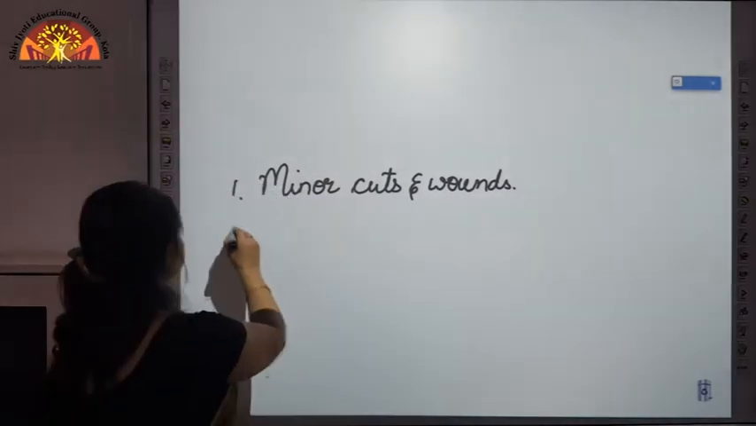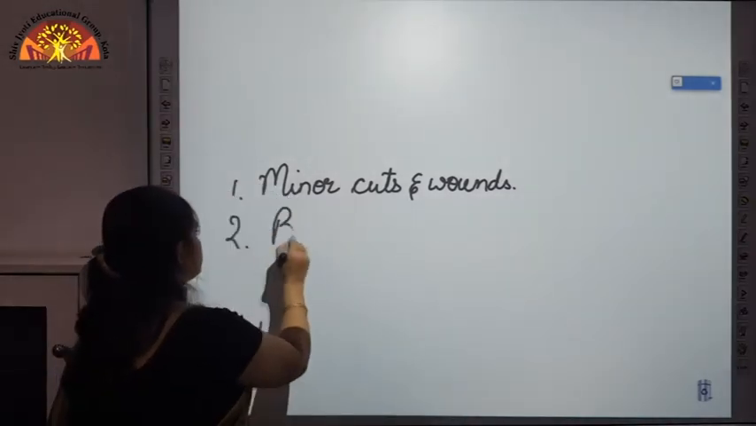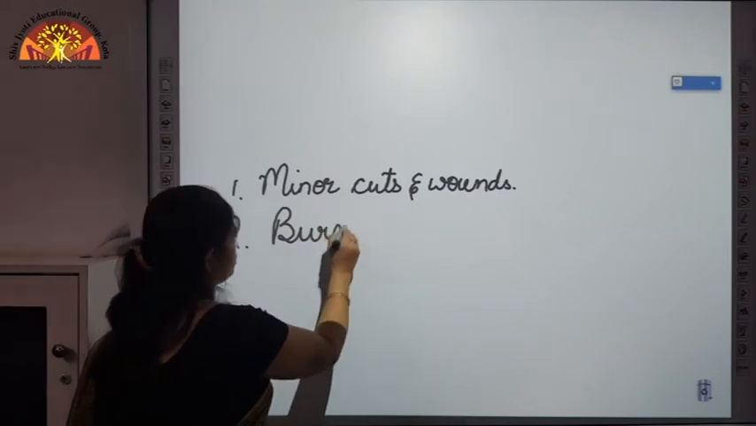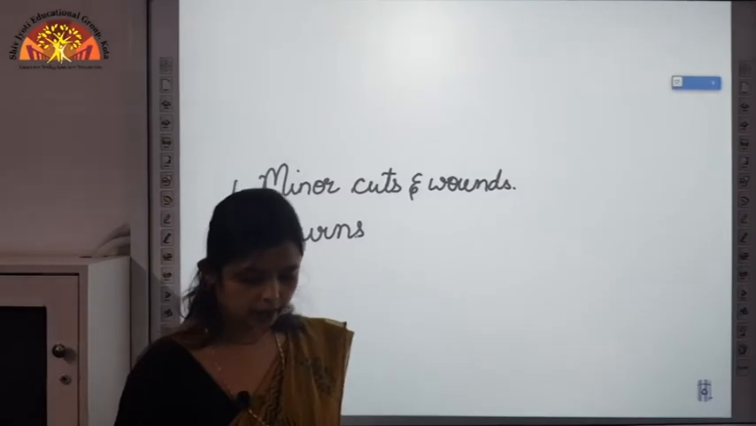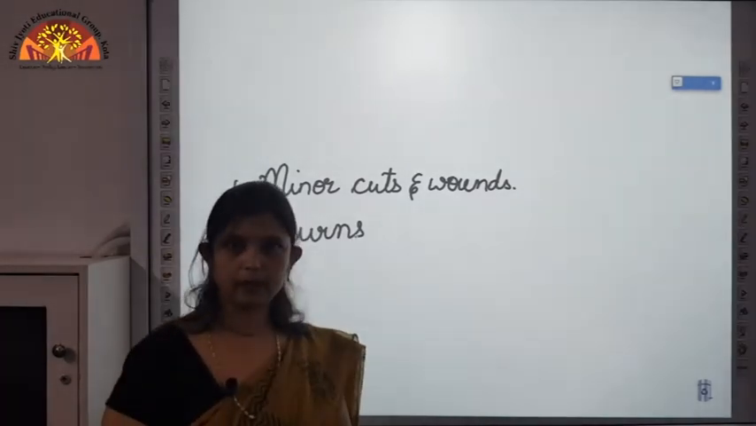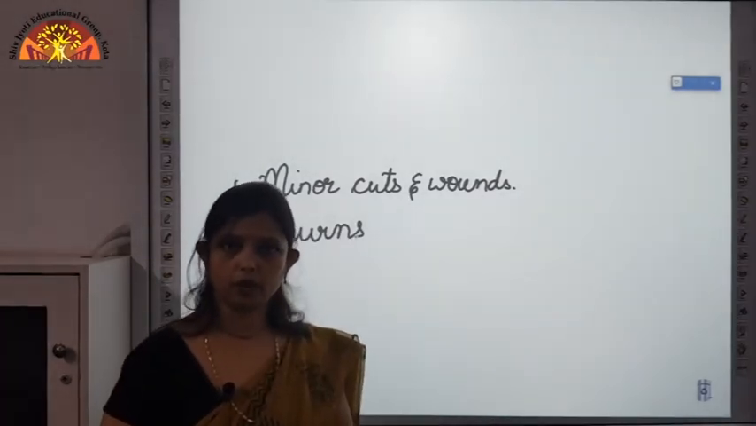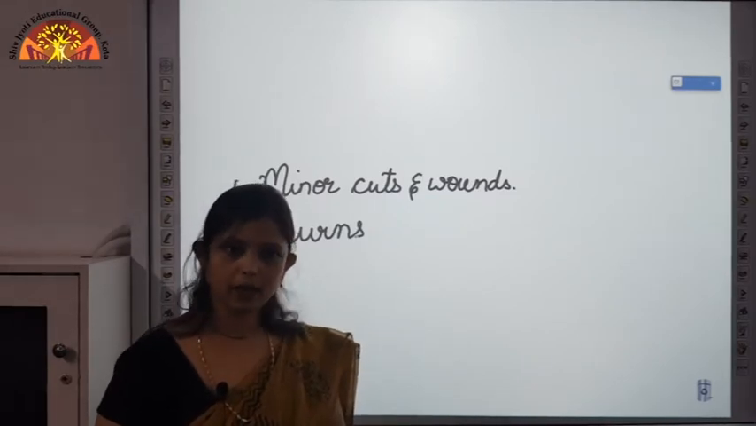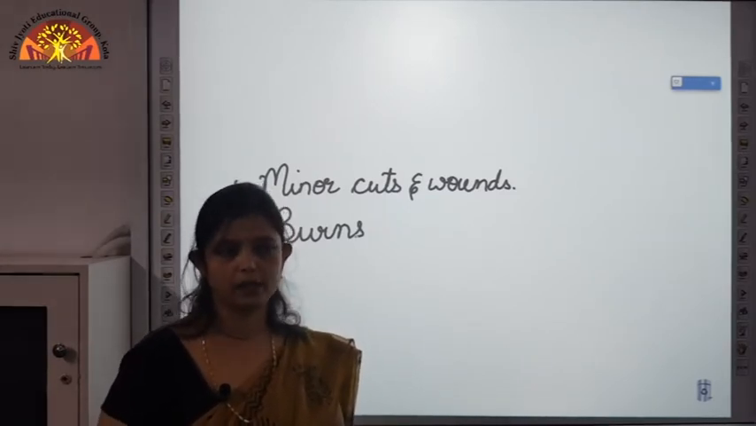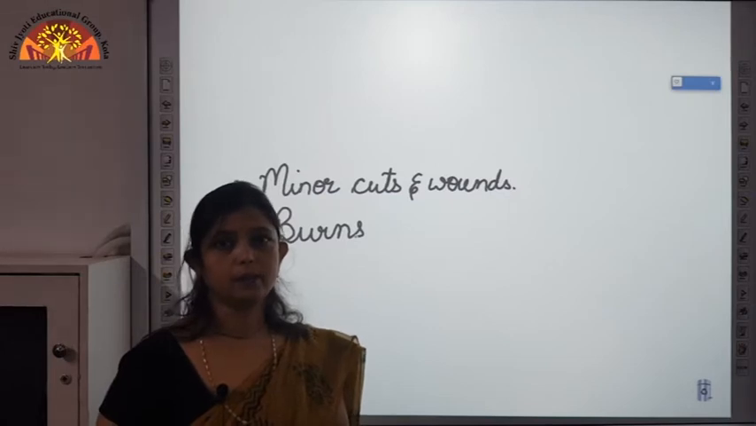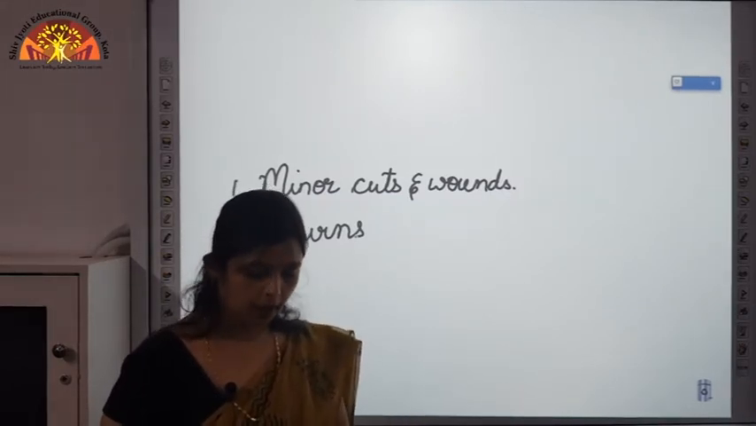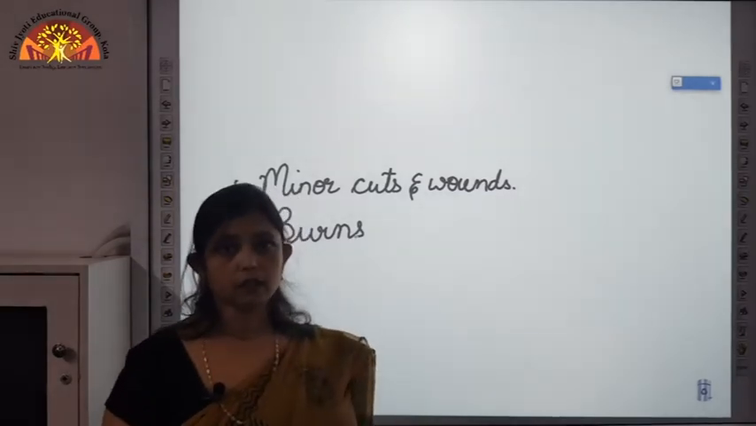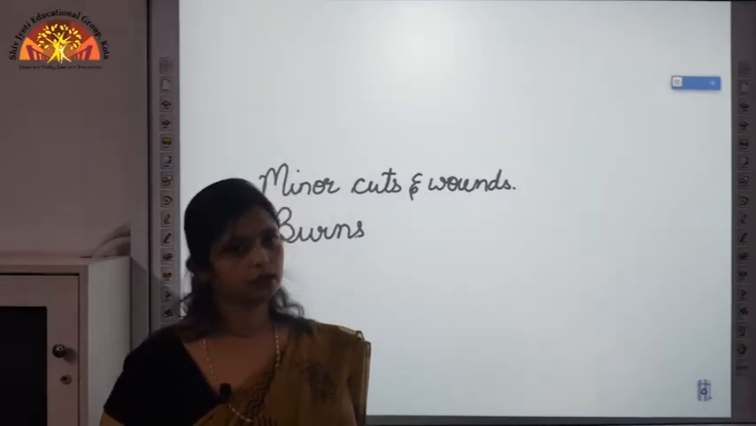Secondly, we come to burns. Now if the injury is in the form of burns, if someone gets burned, then what will you do? Hold the burnt area under the cold running water, or you can apply an ice pack also. Then after applying the ice pack, apply an antiseptic lotion like Burnol, any antiseptic cream, okay? Then after that, if still the burn is severe, then you should consult a doctor.